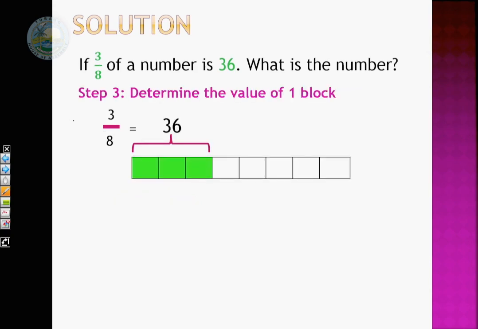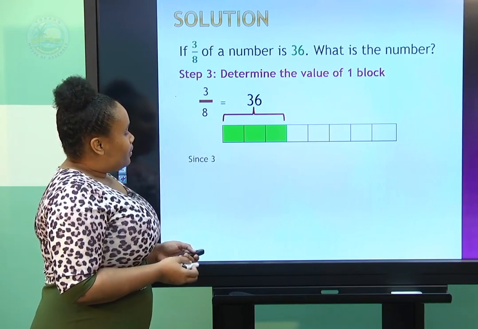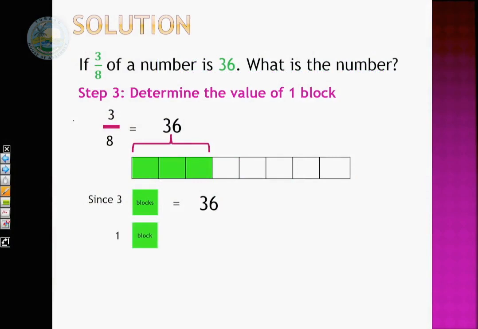Our next step is to determine the value of one block. So before we could find the entire number, we must first find for 1. And we know that 3 of the blocks are equal to 36, and so we must find for 1. But how are we going to find for 1? Do we multiply, divide, add, or subtract? Remember, we're sharing it equally, and to share means to divide. So we must then divide 36 by 3, which would give us 12. So each of our blocks equals 12.